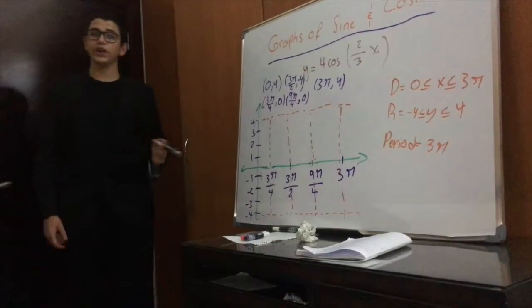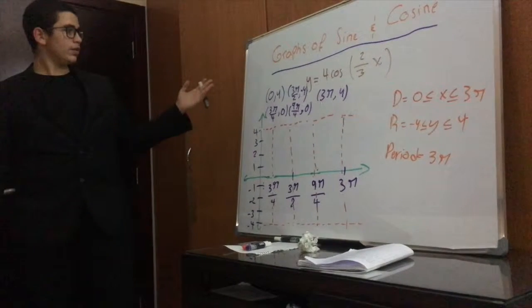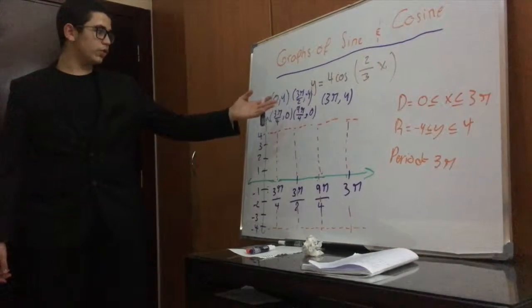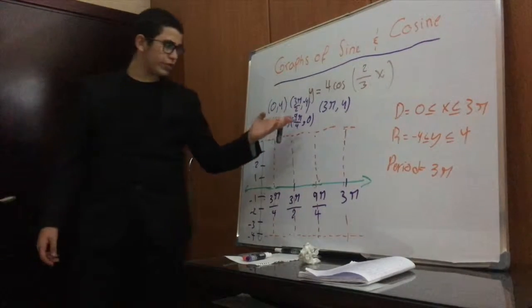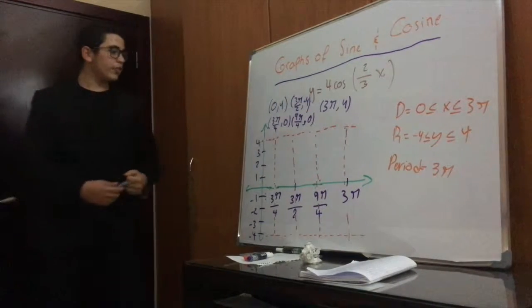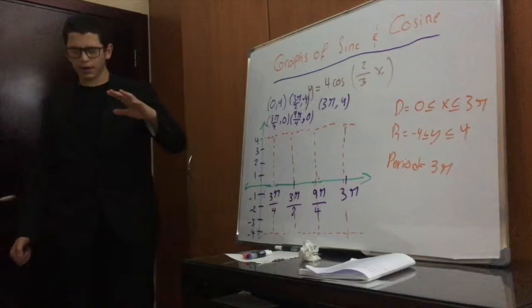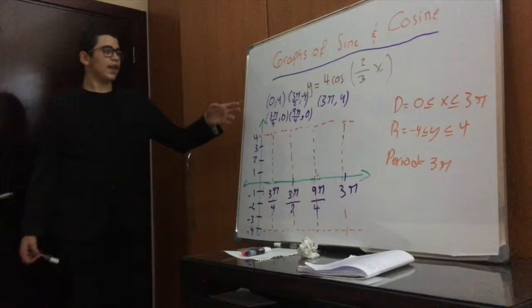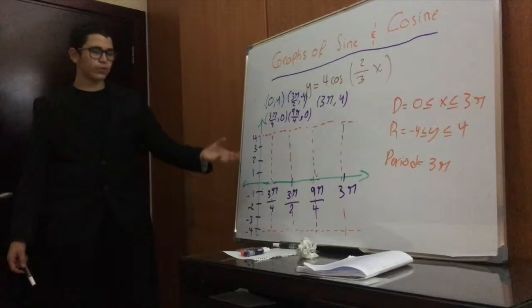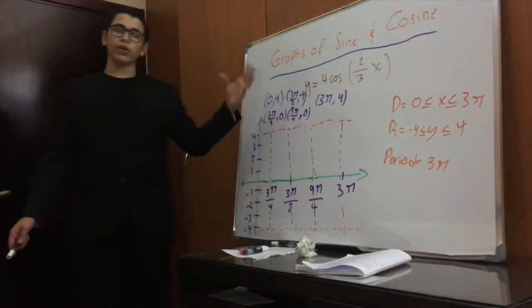Now we have successfully divided the frame, and our points are (0, 4), (3 pi over 4, 0), (3 pi over 2, negative 4), (9 pi over 4, 0), and (3 pi, 4). The y values are found by the quadrants of the unit circle. Now we plot the points on our graph that we have subdivided, and then we connect the points.